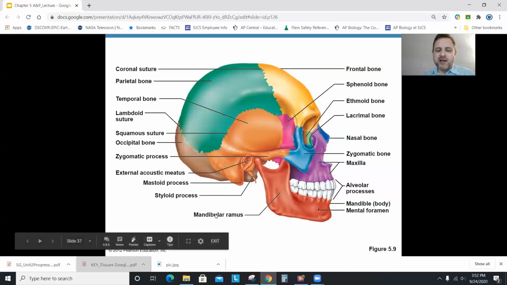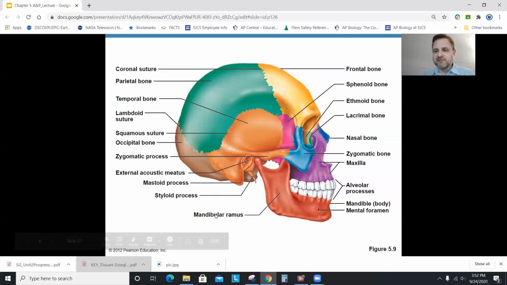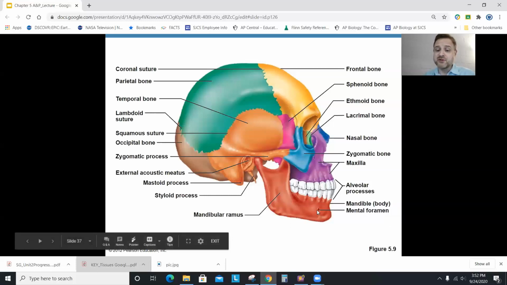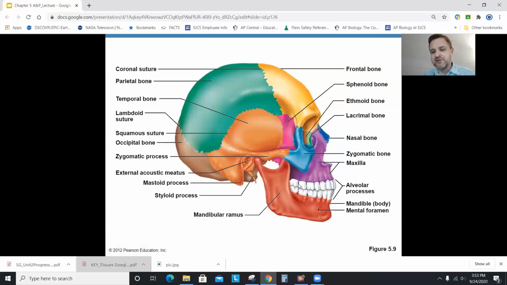The mandibular ramus, a ramus just means a lengthy section of a bone, sort of like a lengthwise section. This is the lower part of your jaw. The mental foramen, that little hole, and of course there's two of them, would be a hole for nerves or blood vessels to go through your jaw into your head. The alveolar processes are where your teeth connect to your jaw.